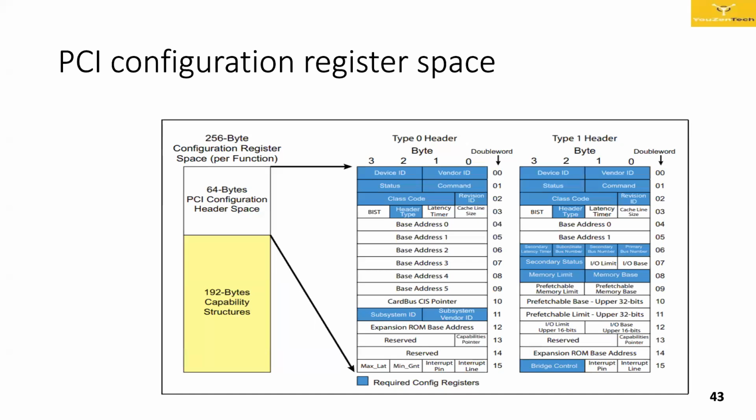So how do we identify what is type 0 and type 1? If it is type 0, it is an endpoint, right?